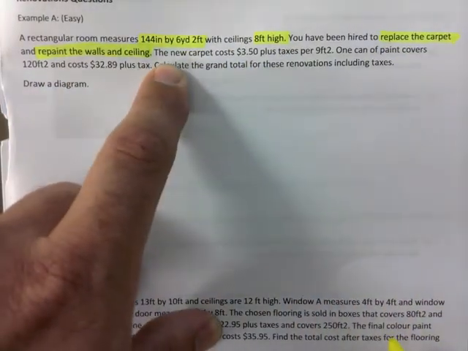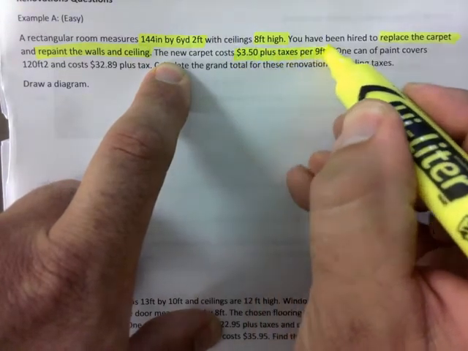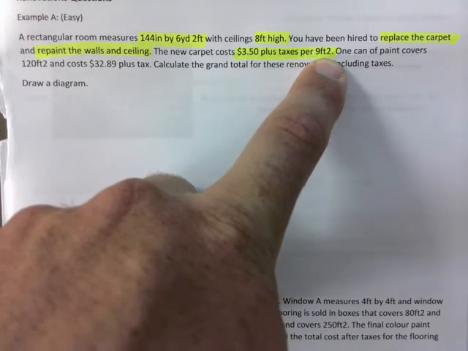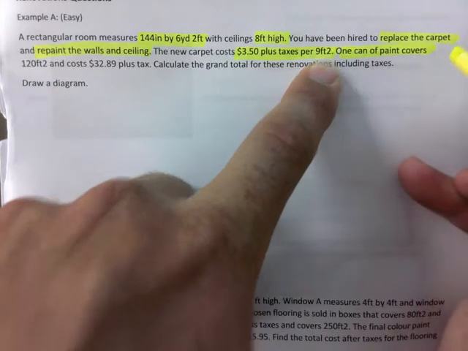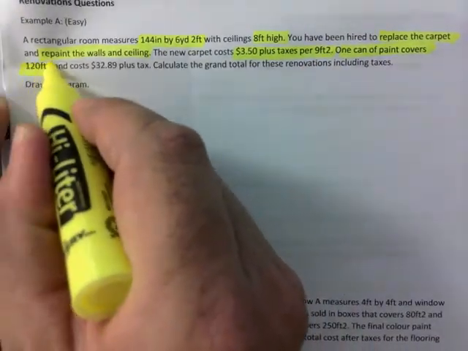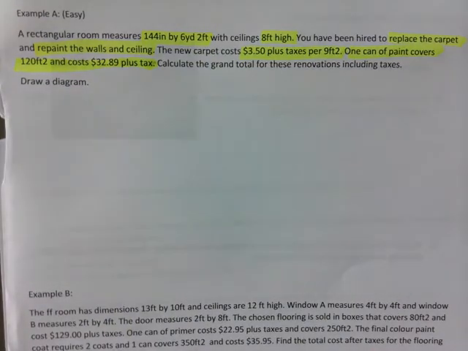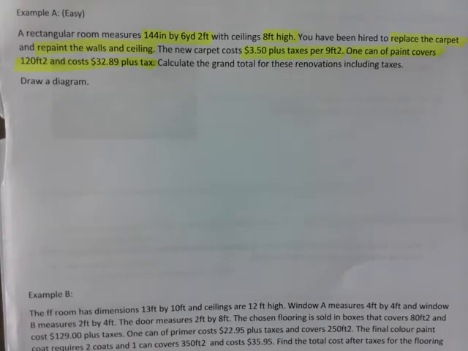The new carpet costs $350 plus taxes per 9 square foot. I apologize for that typo. It's supposed to be square foot, right? And then it tells us that one can of paint covers 120 square feet and costs $32.89 plus tax. So that means that at the end of the day, we're going to have to add taxes to everything. Calculate the grand total for these renovations, including taxes.